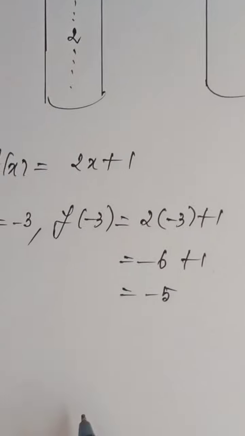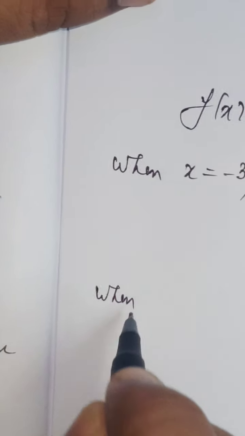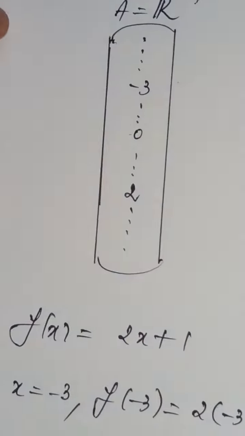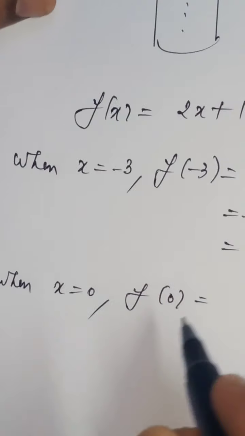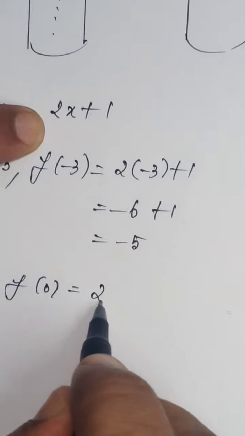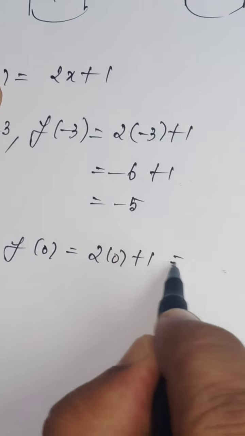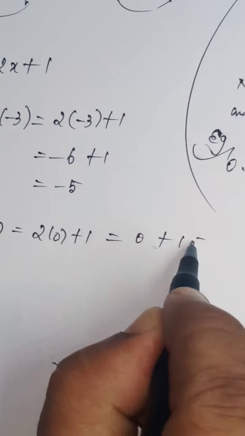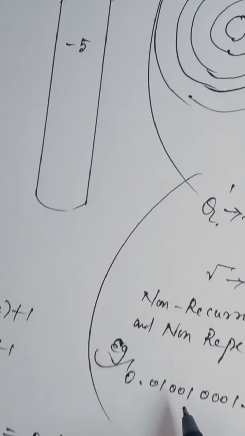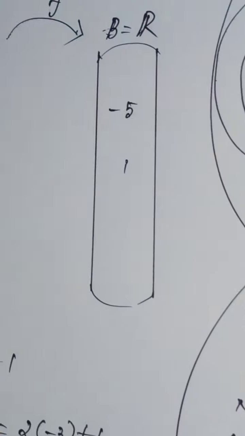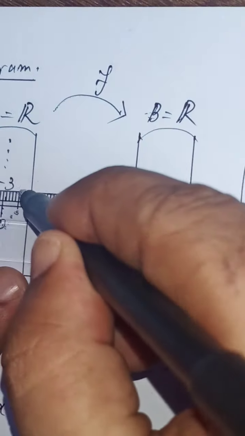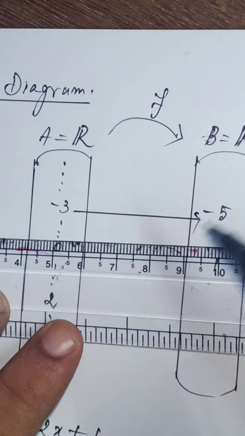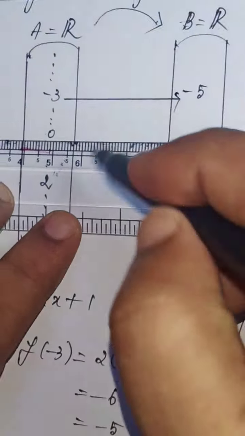Next, the number I have taken is 0. When x equals 0, find f of 0. Substitute x equals 0: 2 into 0 plus 1, that is 0 plus 1, equal to 1. So 0 goes to 1. That means the image of minus 3 is minus 5, and the image of 0 is 1.